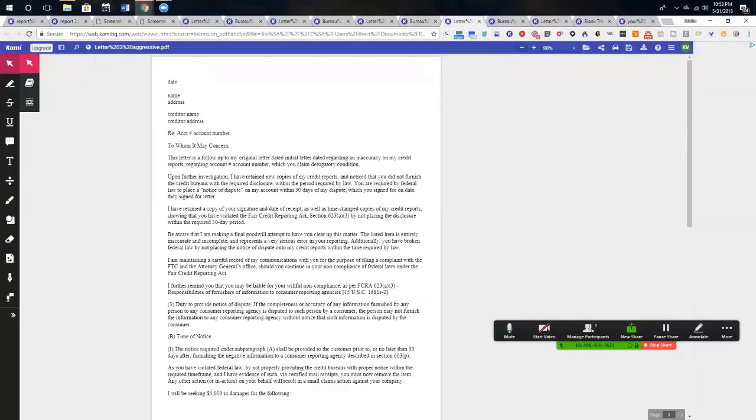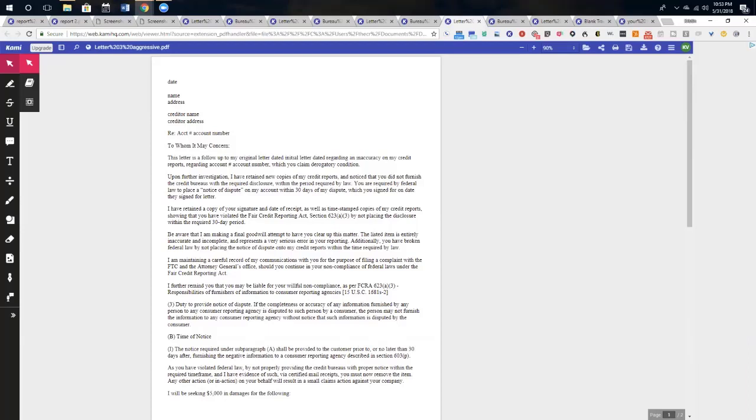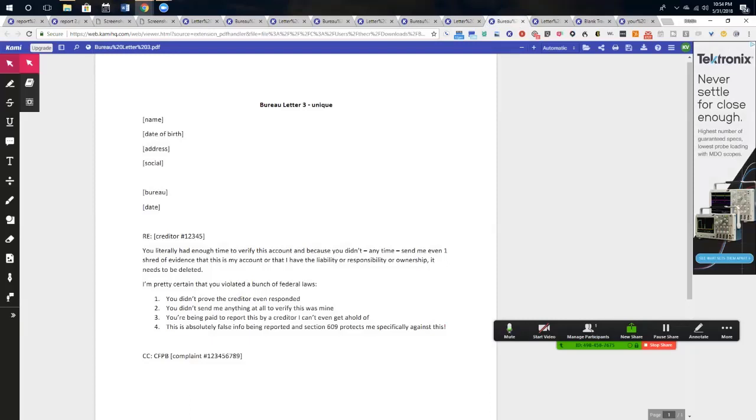Letter number 3. Okay, and this right here is the magic behind the whole thing. So this is under Section 623 of the FCRA and 806B of the FDCPA. Upon further investigation, I have retained new copies of my credit reports and noticed that you did not furnish the credit bureaus with the required disclosure within the required period by law. You are required by federal law to place a notice of dispute on my account within 30 days of my dispute, which you signed for on the date they signed for the letter. That's it. That was their last chance, okay?